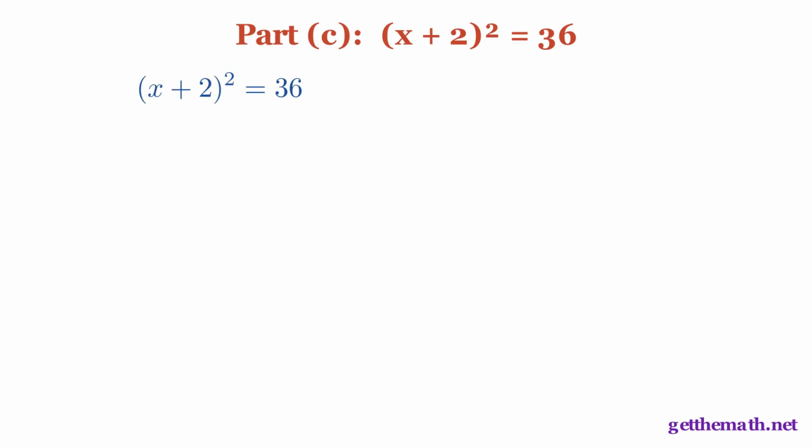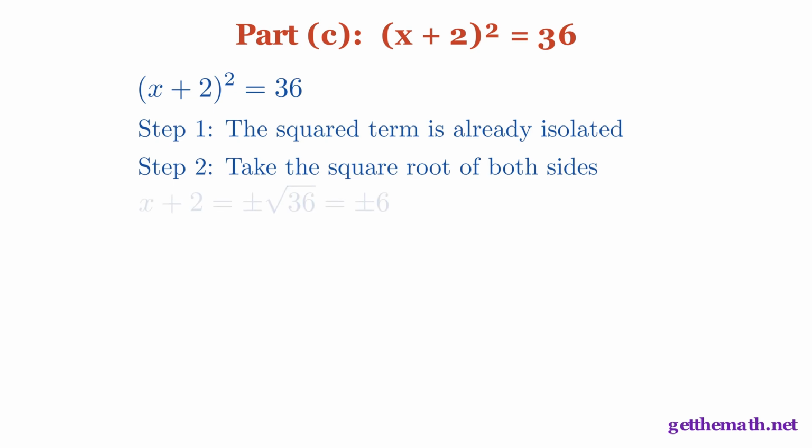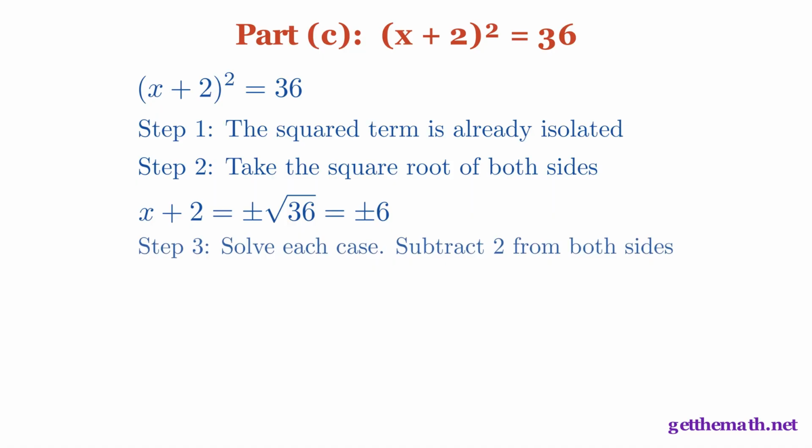Part C, solve x plus 2, quantity squared, equals 36. Step 1, the squared term is already isolated. Step 2, take the square root of both sides. X plus 2 equals plus or minus the square root of 36. The square root of 36 is 6. So x plus 2 equals plus or minus 6.